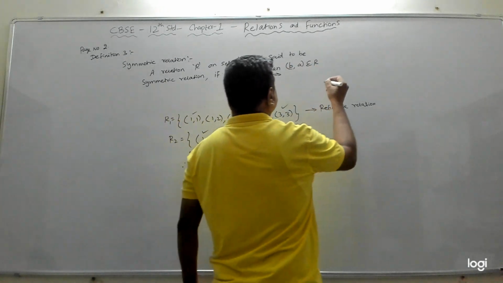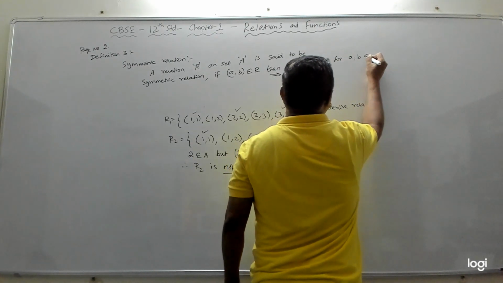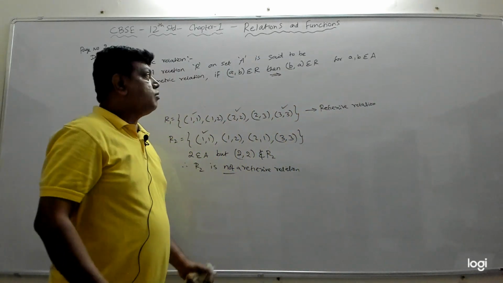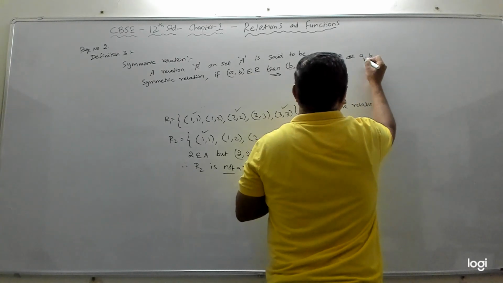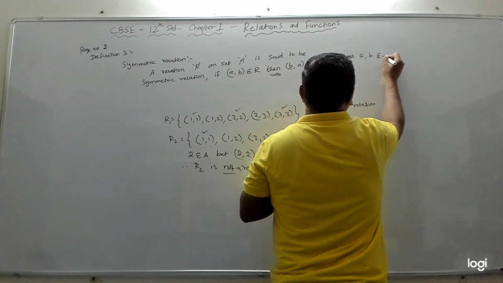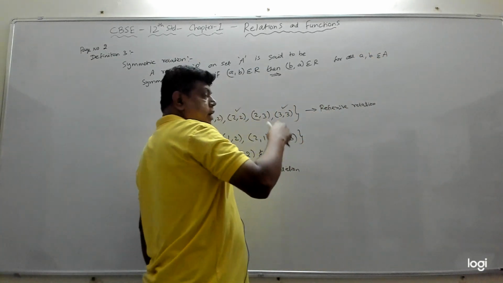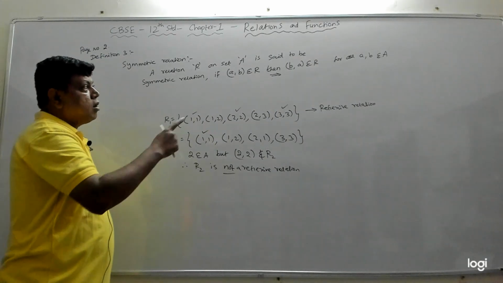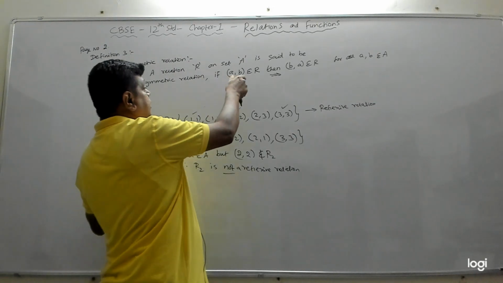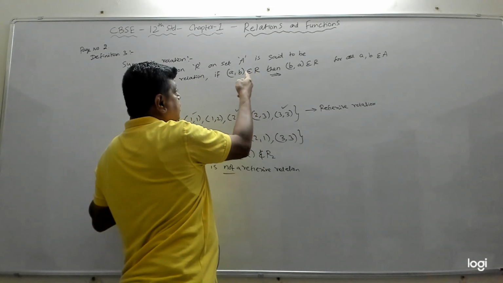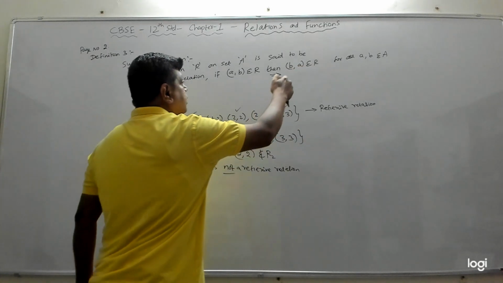And this is true for all a, b, the elements a and b in set A. It's not the ordered pair (a, b); it is element a and element b. It's true for all elements a and b in A. So which means whenever you see a pair (a, b) in R, then the reverse should be in this.